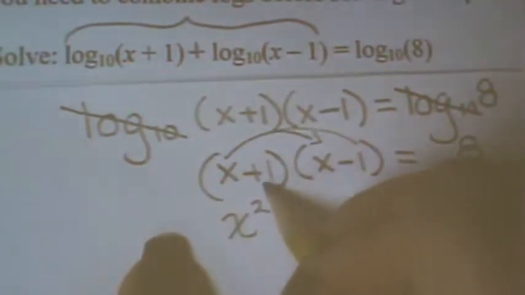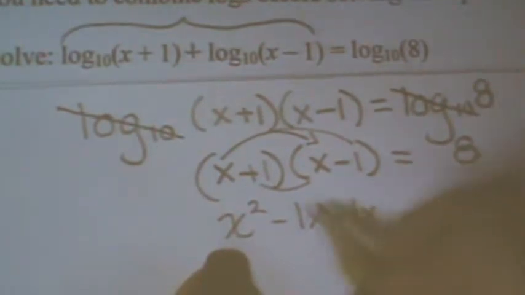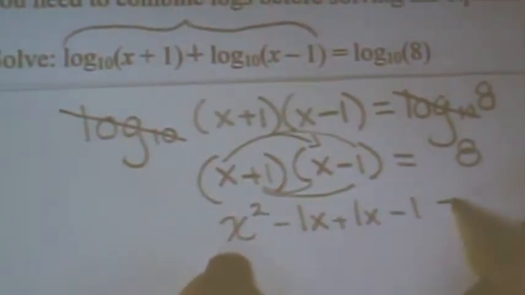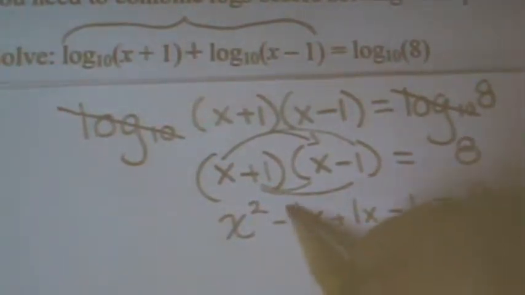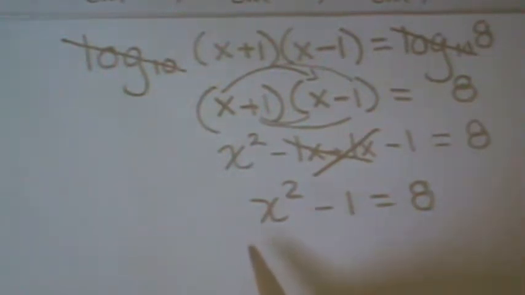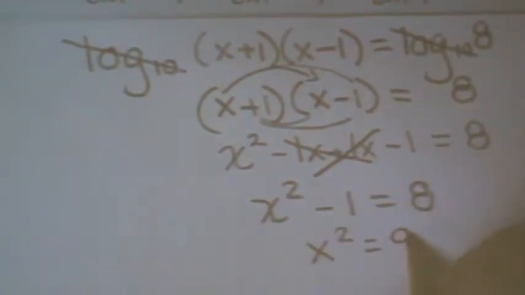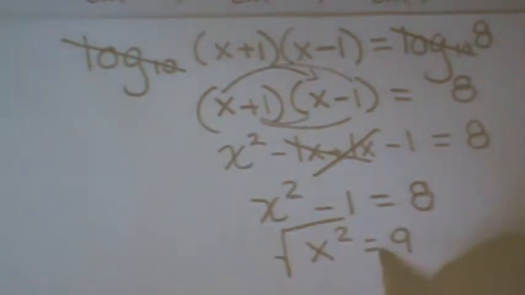What happens to the next two? They cancel out because this is the difference of two perfect squares. Hopefully you recall this stuff. So these two middle terms cancel out. You get x squared minus 1 equals 8. Now, last year you learned how to take the square root of both sides. What do you do with this minus 1? Add 1. x squared equals 9. Now, if you square root both sides, you get two answers, plus or minus 3.